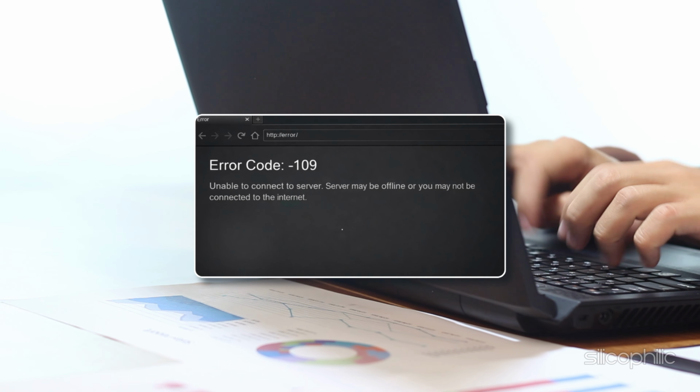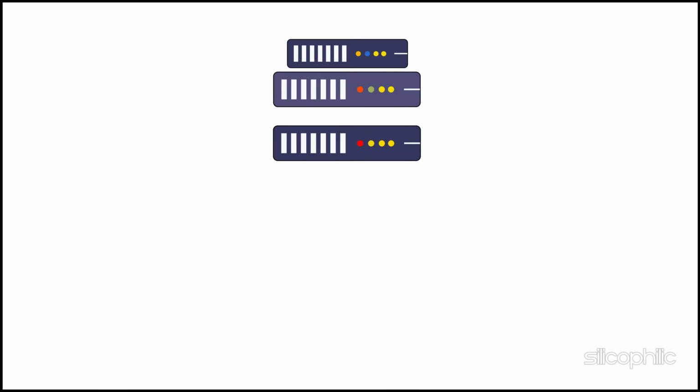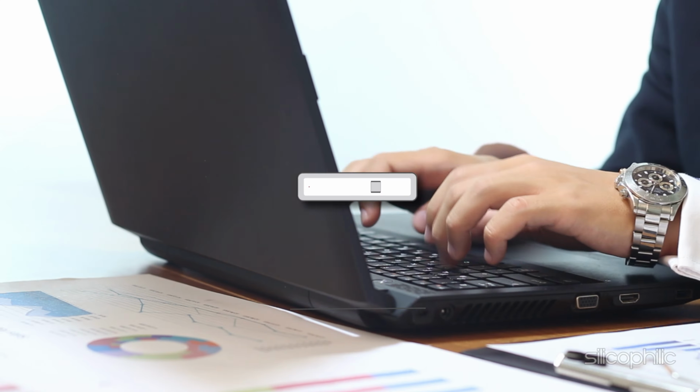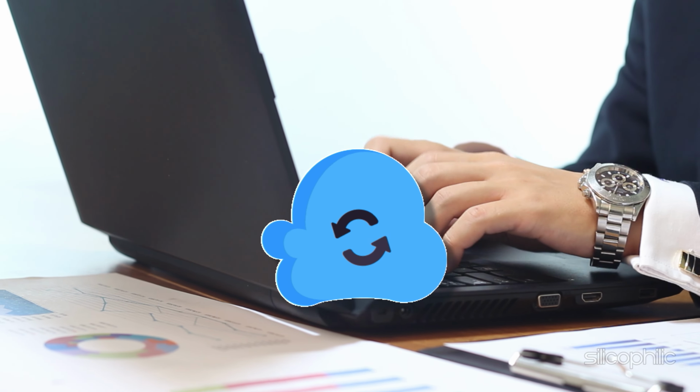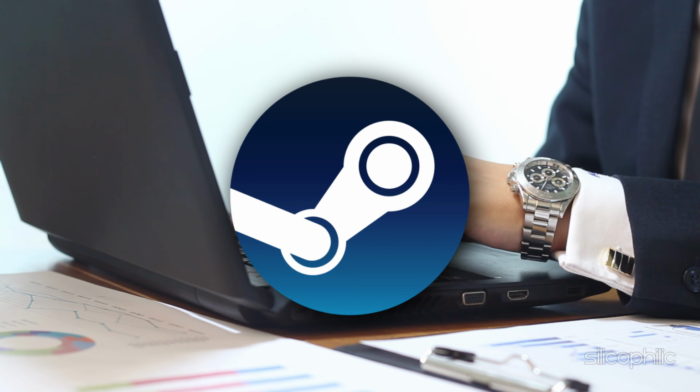Steam's error code 109 is a common issue that prevents the store or community pages from loading. While it looks like a server outage, it's usually caused by DNS problems, firewall restrictions, or cached data. In this video, we will show you the quick steps to refresh your connection, clear cache, and restore Steam access.